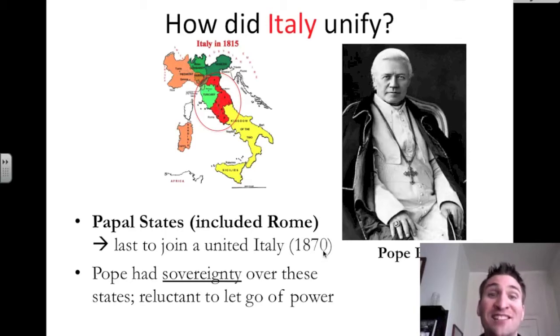Why were they the last? Because the Pope had sovereignty, absolute power over these Papal States. And Pope Pius X, who was the leader of the Catholic Church at the time, was very reluctant to let go of that absolute power. Finally, in 1870, he does, and Italy unifies.